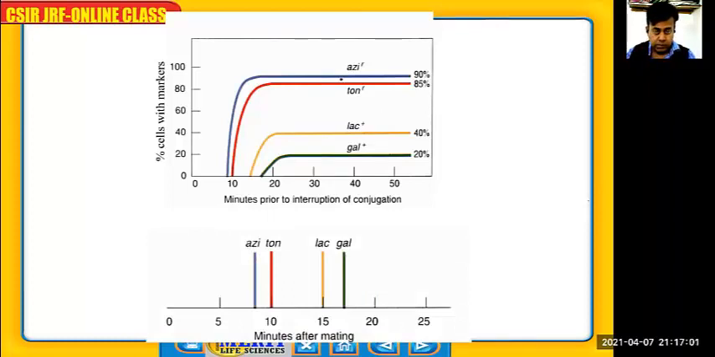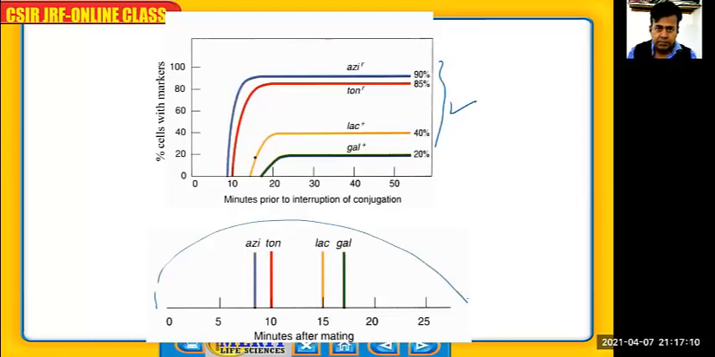You can see this graph, and based on this graph they can ask you to design the map. So you can draw this map. For example, at 10 minutes there were 2 genes, AZR and AZ done, and then at 15 minutes exactly this was a lag, and between 15 and 20 this was a gal plus. So easily you can design a map.